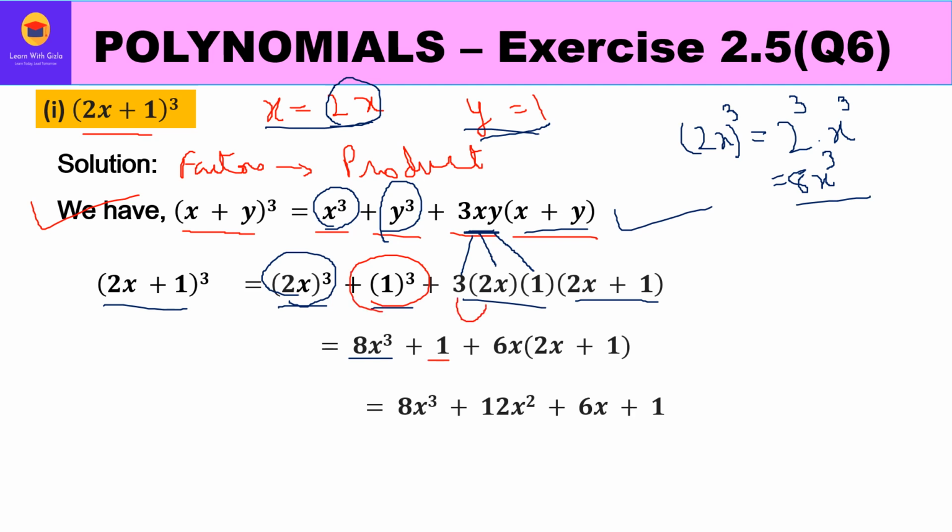Then you have 3 into 2. That is 6, 6x, right, into 1 is 6x only, and 2x plus 1 as it is, I have written in the bracket. Now I'll open the bracket in the next step. So 8x cube as it is, 1 as it is over here, right? Now when you open the bracket, 6 into 2, 12, x into x, x square, then 6x into 1, you will get 6x. So this is your product. That means this is your expansion of the whole cube which is given to us in the question, right?